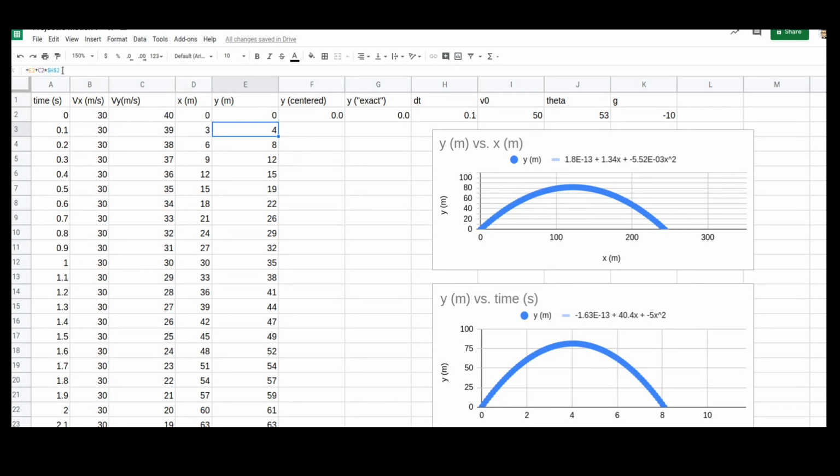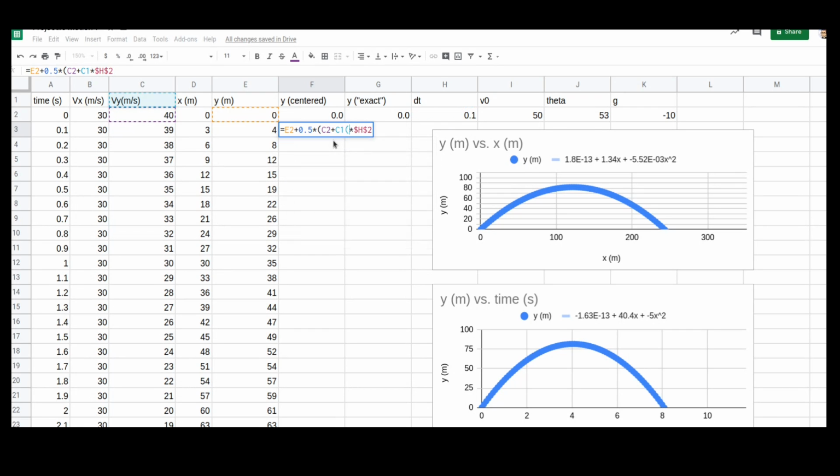Now remember, we were using this formula in which we are adding Vy, that's in C2, times the time step, which we're storing in $H$2. What we want to change is now using the average, or half, times C2 plus C1. So that's the current velocity, Vy, averaged with the previous velocity, Vy. Remember, we're in row 3 here, though, so we want to average 3 and 2.